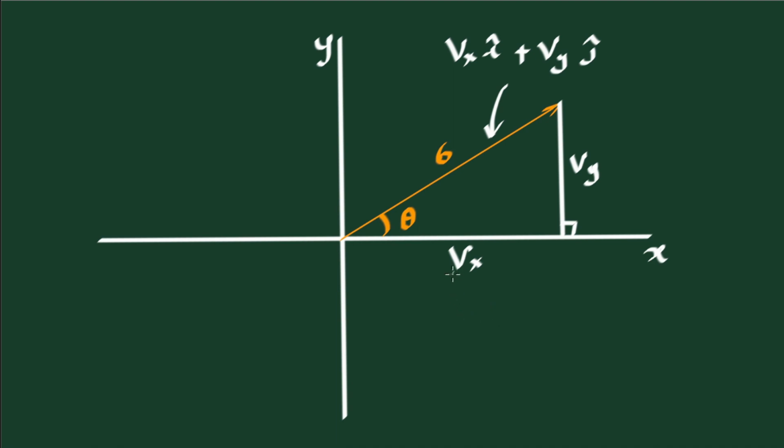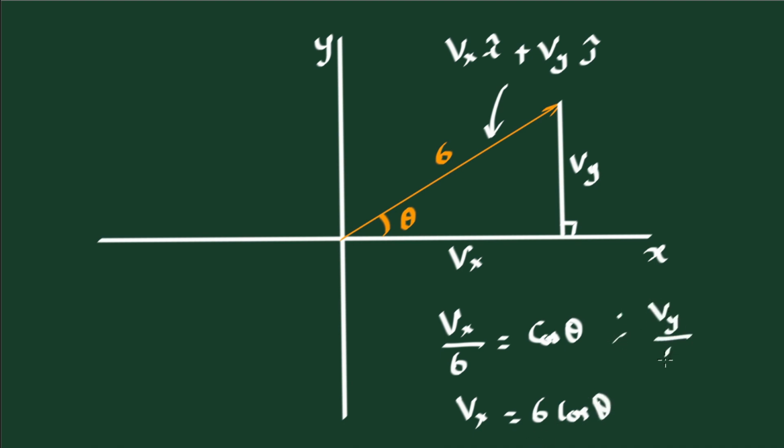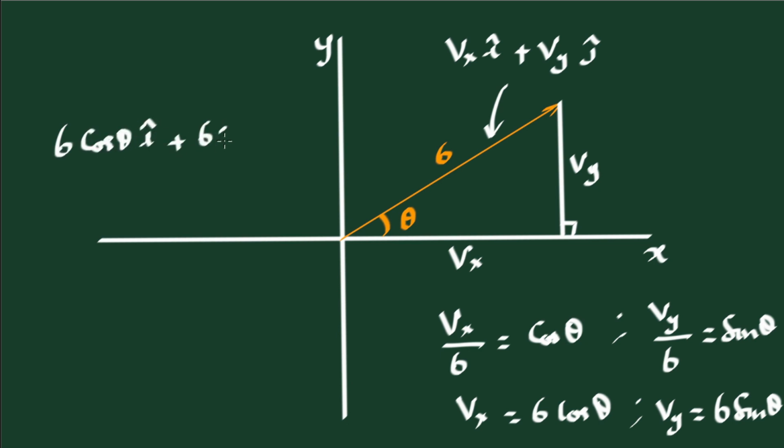And check it out, by trigonometry, adjacent side by hypotenuse is cos theta, hence Vx is 6 cos theta, and opposite side by hypotenuse is sin theta, and therefore Vy is 6 sin theta. So this vector can now be written in terms of its components: 6 cos theta i cap plus 6 sin theta j cap. So draw the vector, use trigonometry, and solve the problem.